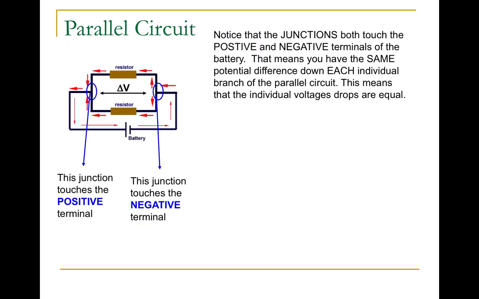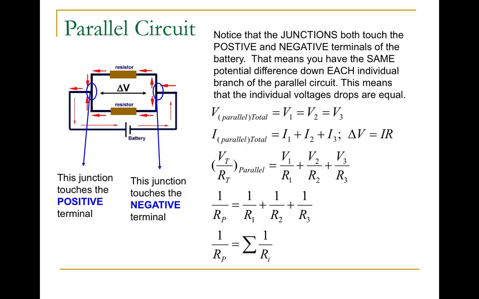Okay, so notice that the junctions both touch positive and negative terminals of the battery. Right? So that means in this case, for this particular circuit, you have the same potential difference in each branch. So that means that individual voltage drops are equal. Right? So remember, the battery gives those electrons potential, and they must use all of that potential before they go back to the battery. So in this case, let's say we had a 9-volt battery.